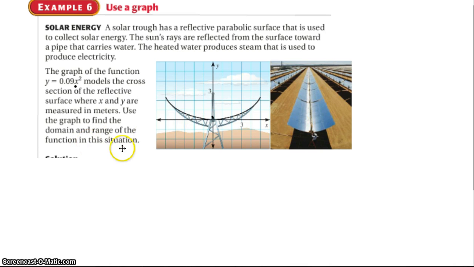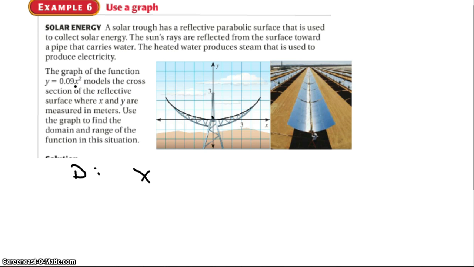Use the graph to find the domain and range of the function. These are a lot of tough words, but really you know what domain is, right? Which letter is represented by domain? X. So we're talking about what are the x values of this trough. When we look at it, can you tell me the extremes? We just want to identify the smallest and the largest x values.